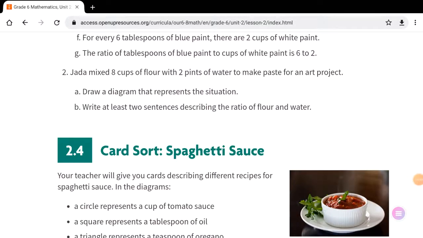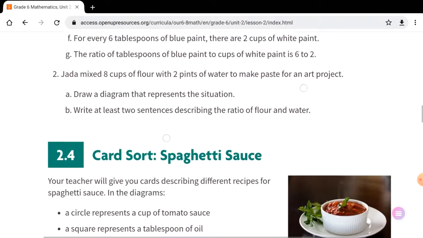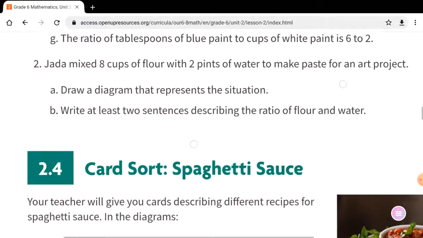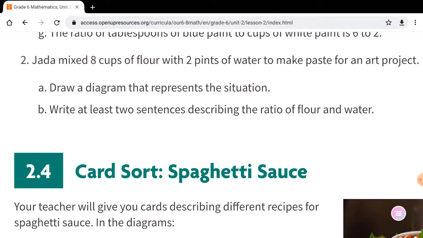Okay, so don't turn the page. Still on page 17, I want you guys to try number 2. Jada mixed 8 cups of flour with 2 pints of water for an art project. Try and draw that in a diagram. And remember, you can just use basic shapes and write at least 2 sentences describing the ratio.